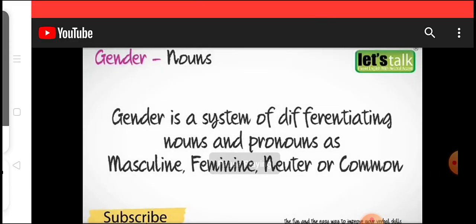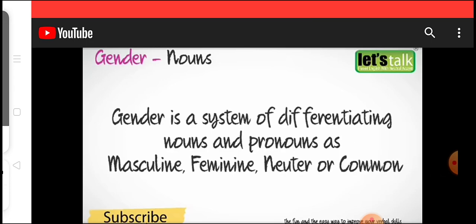Gender nouns. Gender is a system of differentiating nouns and pronouns as masculine, feminine, neuter, or common. So, this is a part of noun. How is this differentiated? This differentiates the noun and pronoun as masculine, feminine, neuter, or common.